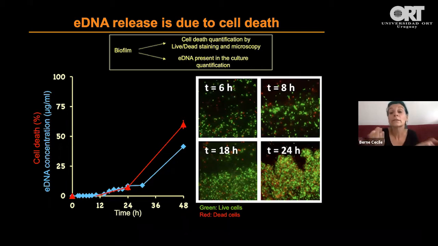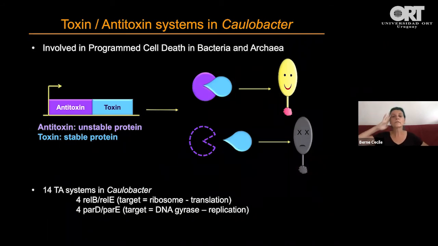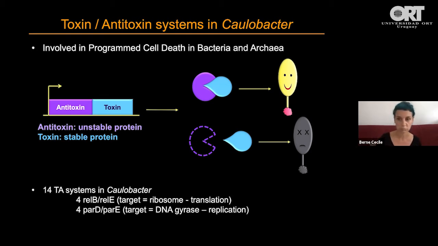But maybe this is not just random cell death, but something like a programmed cell death mechanism. This could be cool too. One of the systems that bacteria use as programmed cell death is toxin-antitoxin. There are plenty of other types of programmed cell death mechanisms in bacteria, but today we are focusing on this one. Basically, toxin-antitoxin systems are very widespread in microorganisms. You can find them in almost every bacteria and archaea around the world.